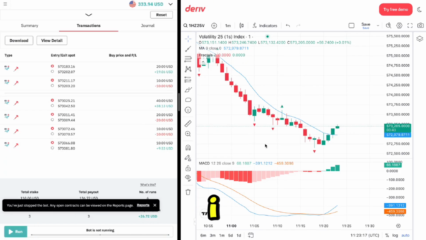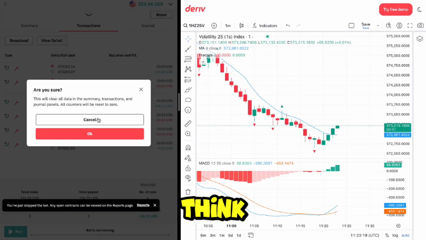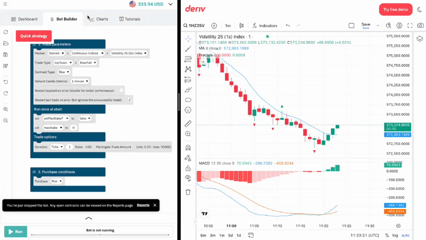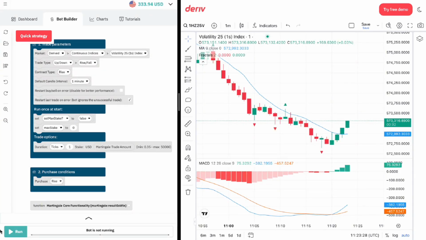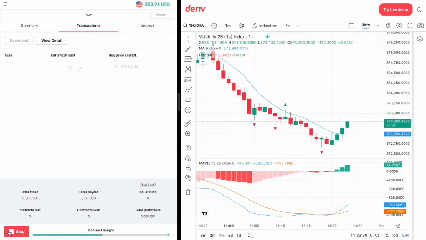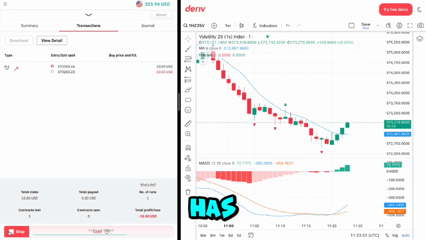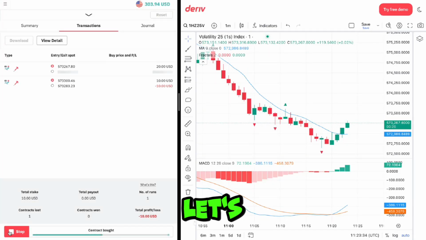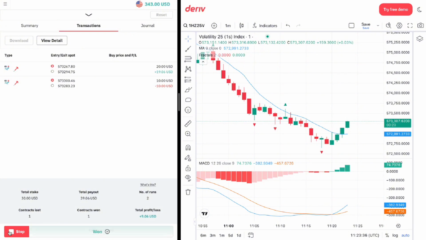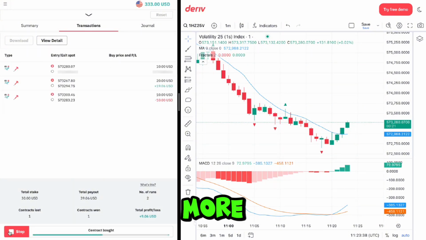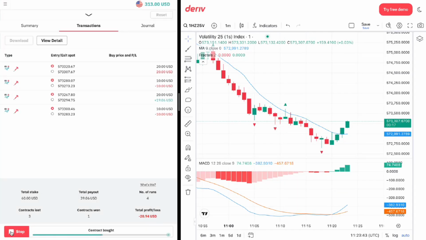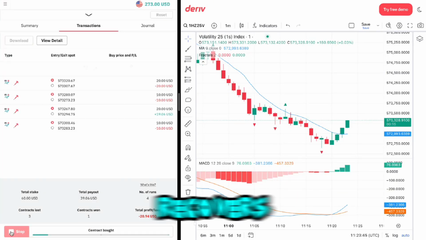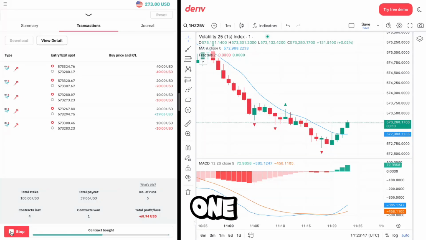Stop it. I saw it turning. I think yeah, this is still a rise. Let's give it 3 more runs. So that candle still has 30 seconds. Let's go. One more. So if it recovers, so let's see if it recovers. This is the last one. Shit.